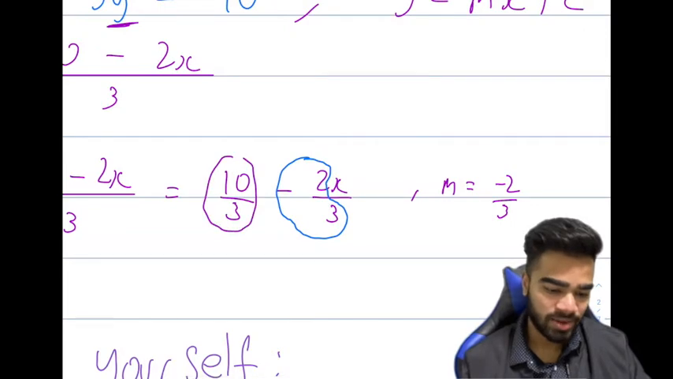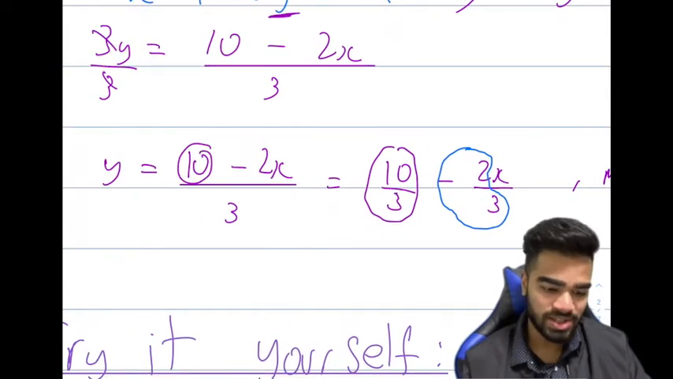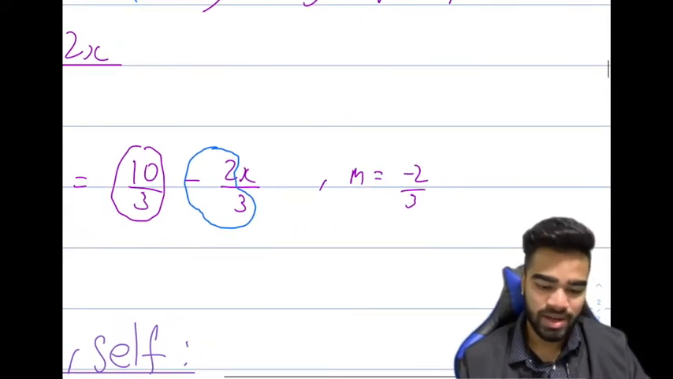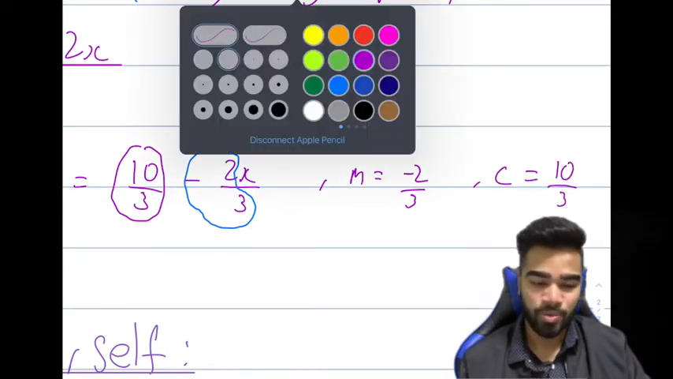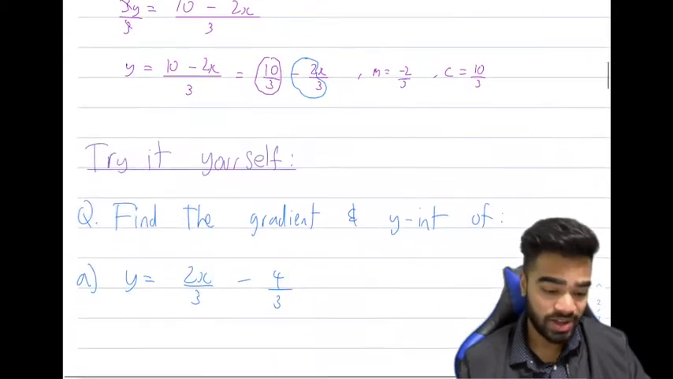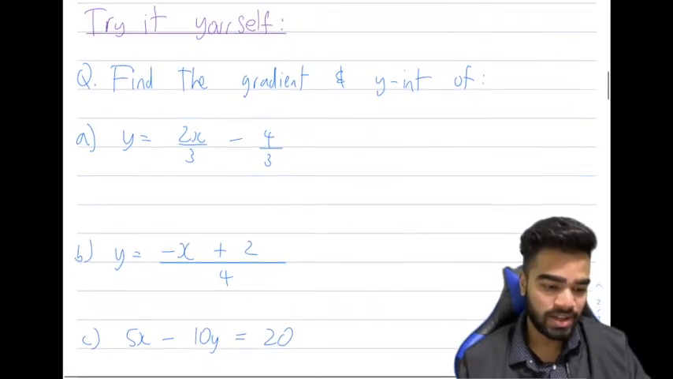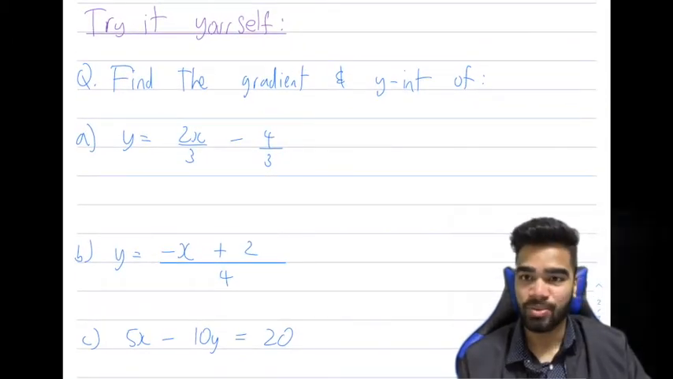And likewise, the y-intercept is 10/3, not just 10. Okay, so the y-intercept, c, is equal to 10/3. I hope that makes sense. It's your turn to have a go now. So have a go and find the gradient and y-intercept of these graphs, and we'll walk through it.